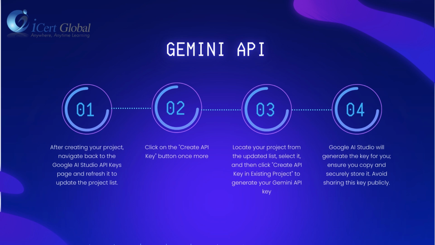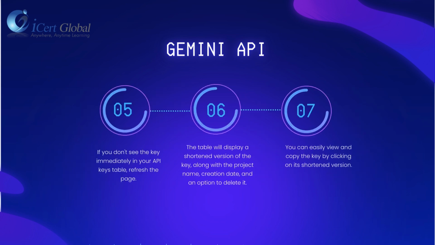Locate your project from the updated list, select it, and then click Create API Key in Existing Project to generate your Gemini API key. Google AI Studio will generate the key for you. Ensure you copy and securely store it. Avoid sharing this key publicly. If you don't see the key immediately in your API Keys table, refresh the page.